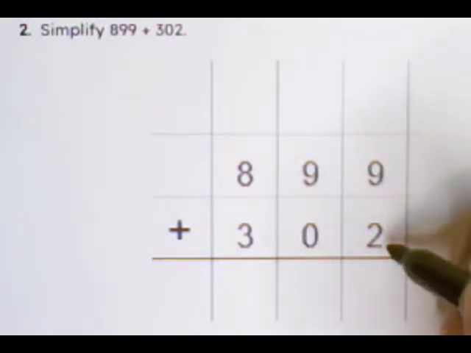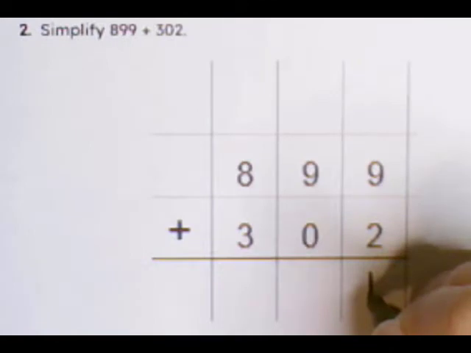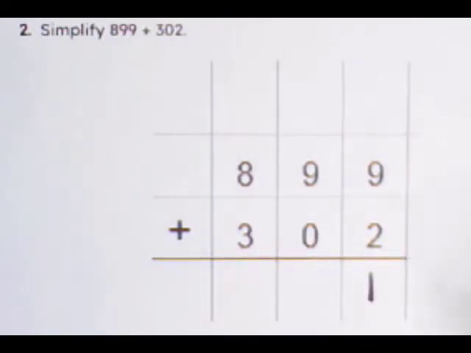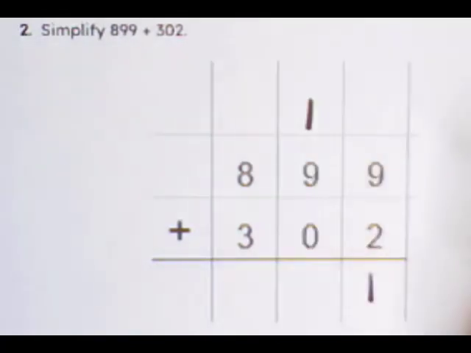9 ones and 2 ones gives me 11 ones. But I can't write 2 numbers in this position. I can only write 1. Now, 11 ones is the same as 1 one and 10 ones. And 10 ones is the same as 1 ten. So what I can do is I can put 1 here for the 1 one and then regroup or carry another 1 over here for the 10 ones, because 10 ones is the same as 1 ten.